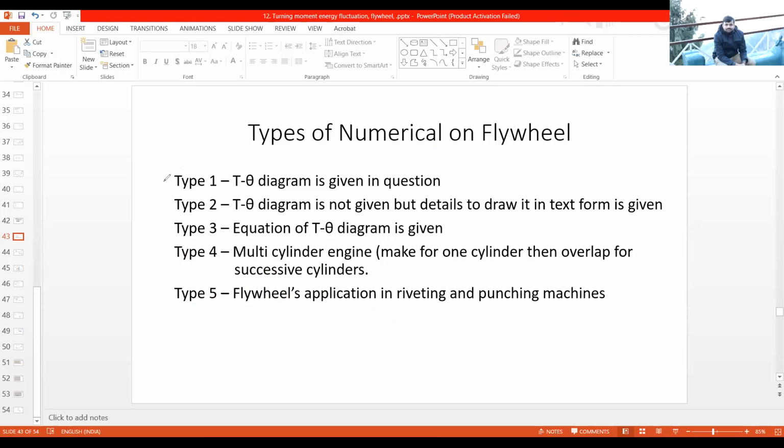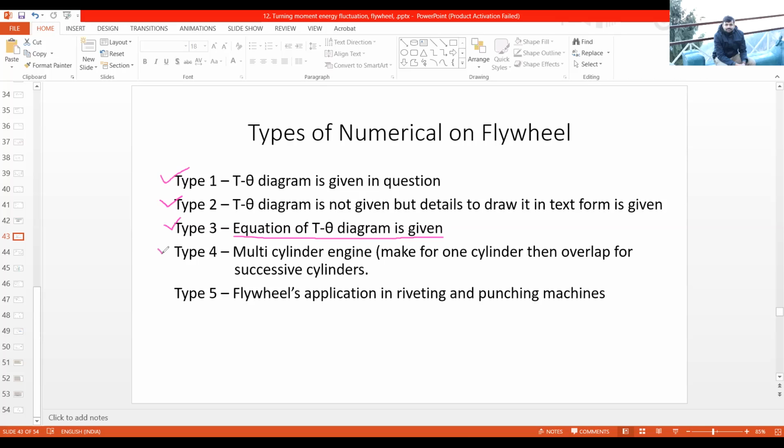So type 1 was where the T theta diagram was given to us, ready-made. And type 2, the T theta diagram was not drawn in the question, but some text was given to us with the help of which we would be able to draw the diagram. All right. And once the diagram is done, we can solve it for the questions that are asked. The third type was where neither the diagram nor any text was given with the help of which we could draw the diagram, but the equation of the T theta diagram was given. So we saw how to handle that condition and solve the question.